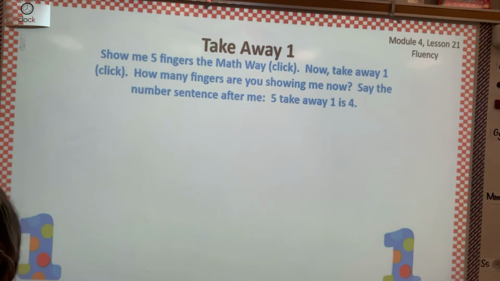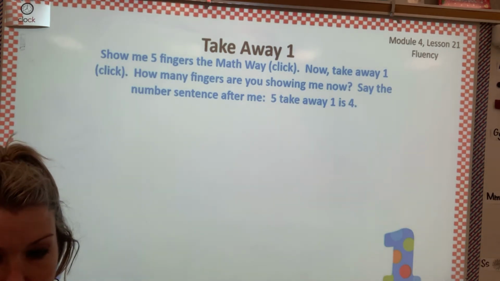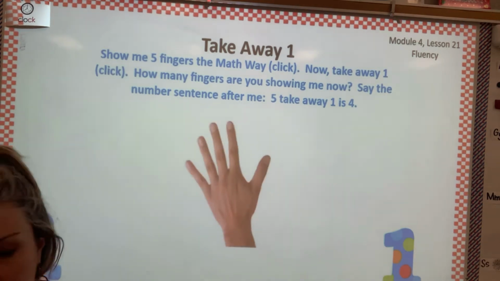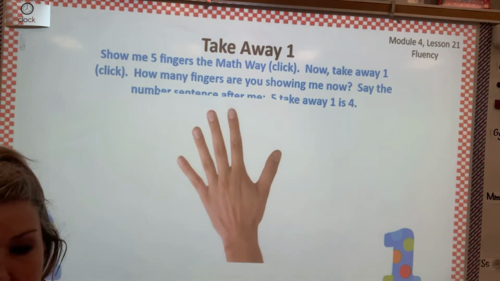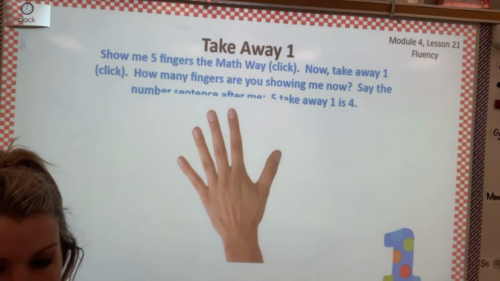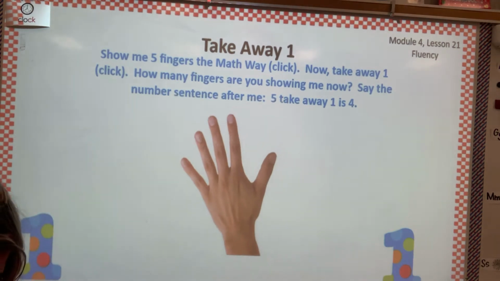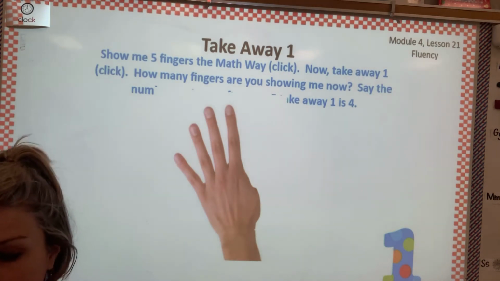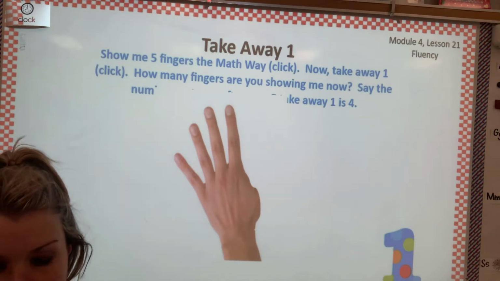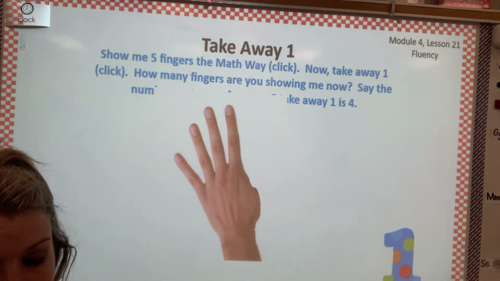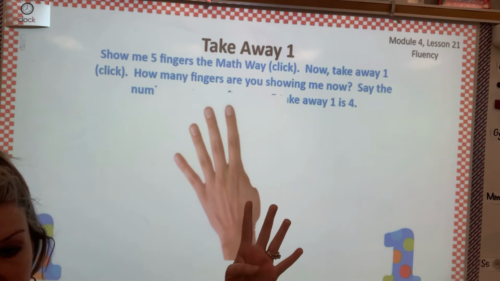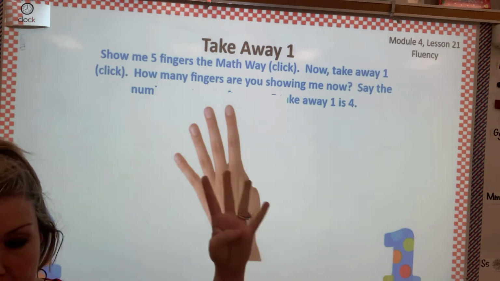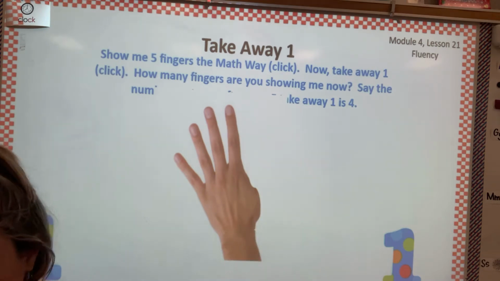Excellent. Show me 5 fingers the math way. Awesome. Now take away 1 of those fingers. How many fingers do you have now? 4. Say the math sentence with me. 5 take away 1 is 4. Let's do it again. 5 take away 1 is 4.